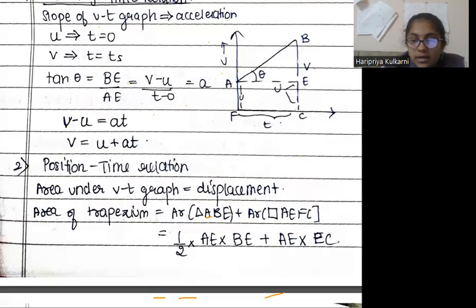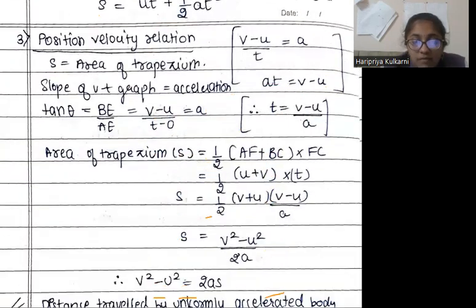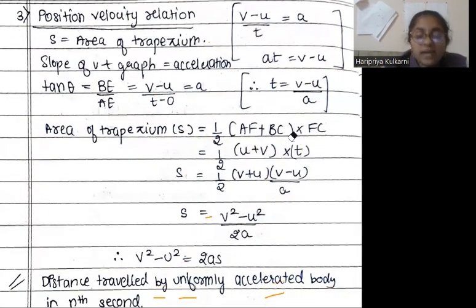It is time, right? So what we have here, we have our equation as AF, that is U, plus BC, that is V, into time, that is V plus U. And what is time again? So we had our first equation, right? Here you can refer from our first equation, we have V is equal to U plus AT. So this U plus AT, what I'll do, I'll shift this U that side, it will become V minus U, right? AT is equal to V minus U, I'll get.